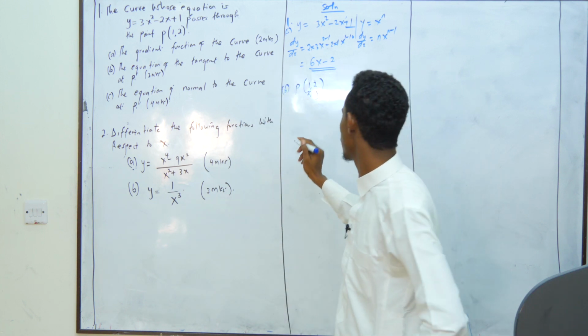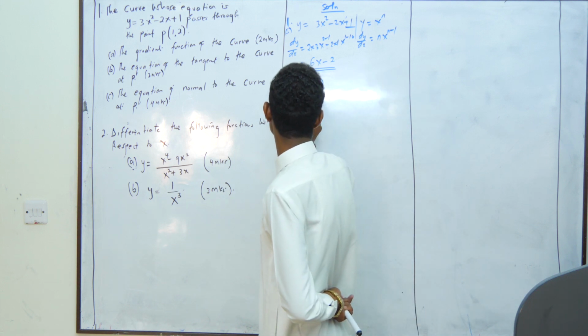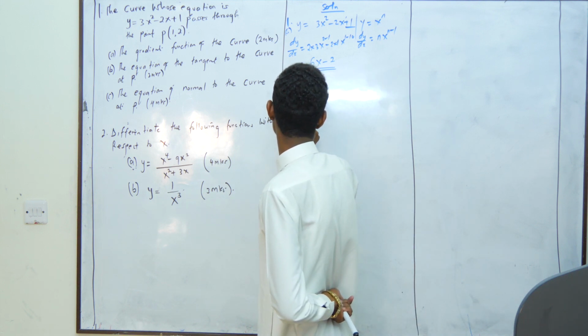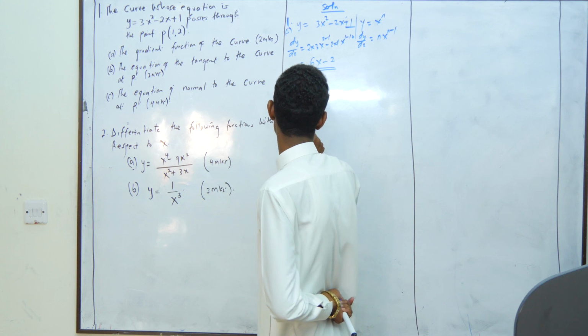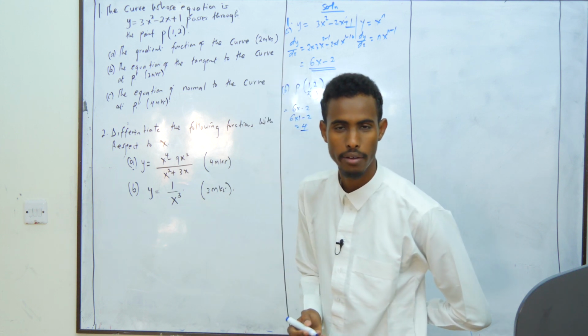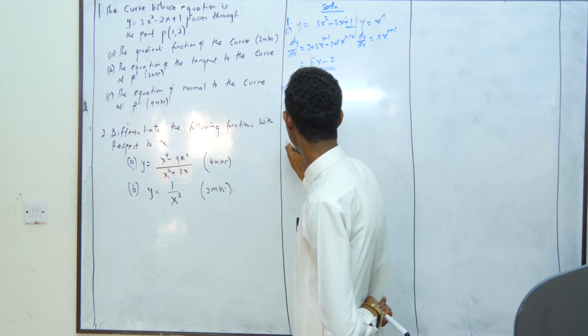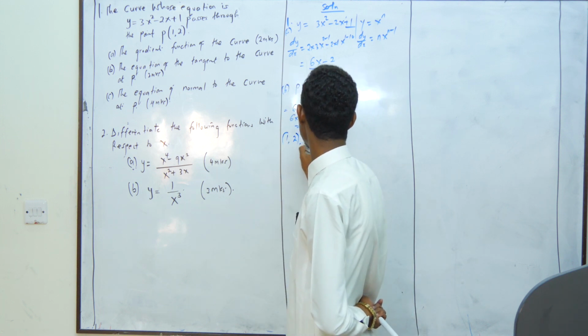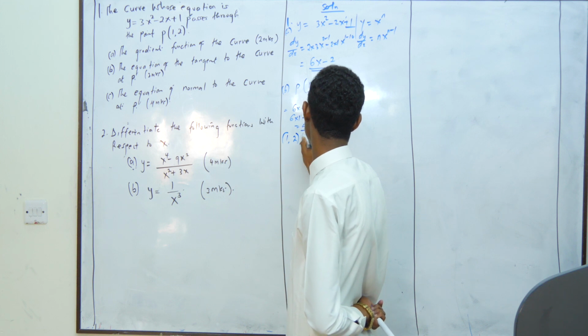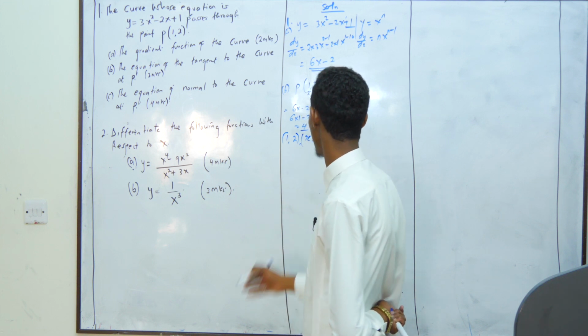You get the gradient. Now, it becomes 6x minus 2, which is 6 times 1 minus 2. Now, our gradient is 4. Now, take the point you are given, point (1, 2), the general point (x, y), and the gradient which is 4.